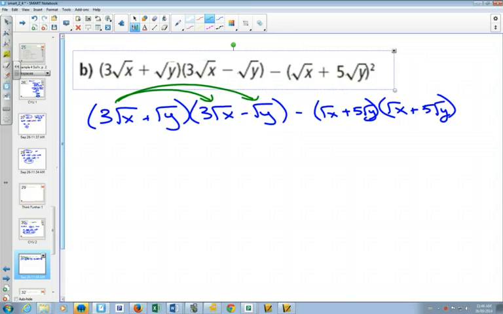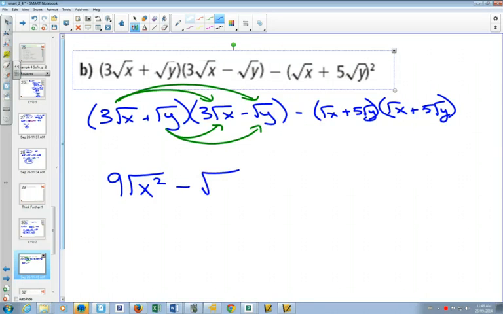First, outside, inside, last. But if you recognize this as a difference of squares, you'll notice that your inside and your outside will simplify and cancel out. So it's just going to be the first ones multiplied together, which 3 times 3 would be 9. Root x times root x will be root x squared. And the last ones, root y times root y will be root y squared. I'm going to just keep that in brackets right now because I have more operations to do.